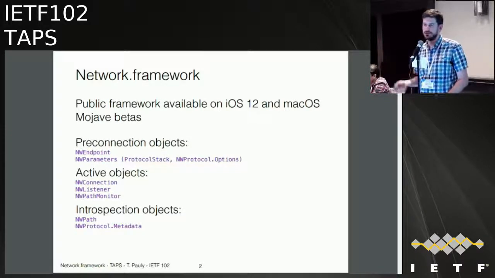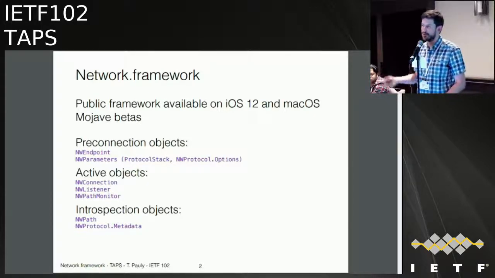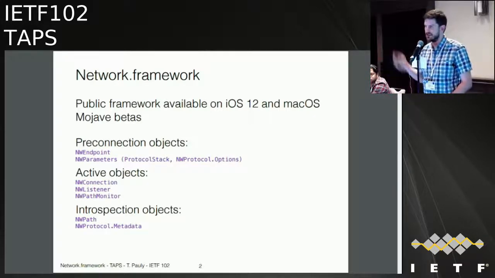Maybe that's going to be something that's similar to what we're going to need for ICE and other strategies going forward. And then there are two other objects that are used for more like introspection and dynamic interaction. There is a NW path. This is the thing that you can iterate with the path monitor, but you also get a path from any connection you create. So it says, here are all the network properties of the thing that you are using to connect on. And you can get protocol metadata, which is used for sending and receiving or just introspecting general state of your connection. What is my current TCP receive buffer size?